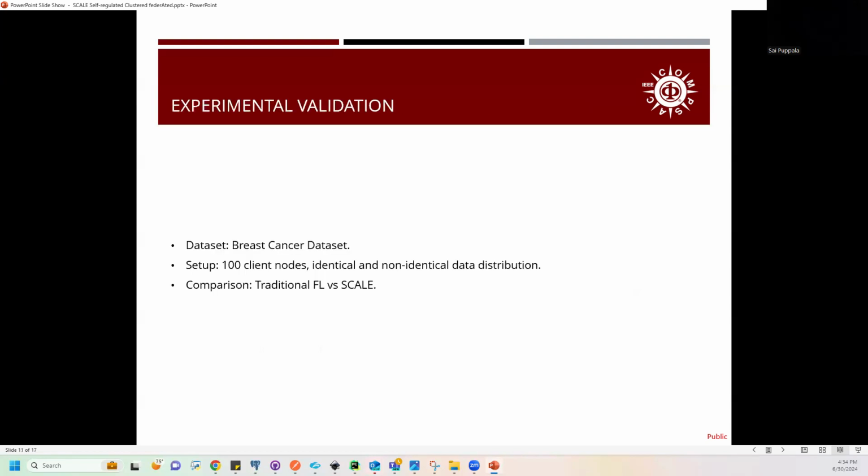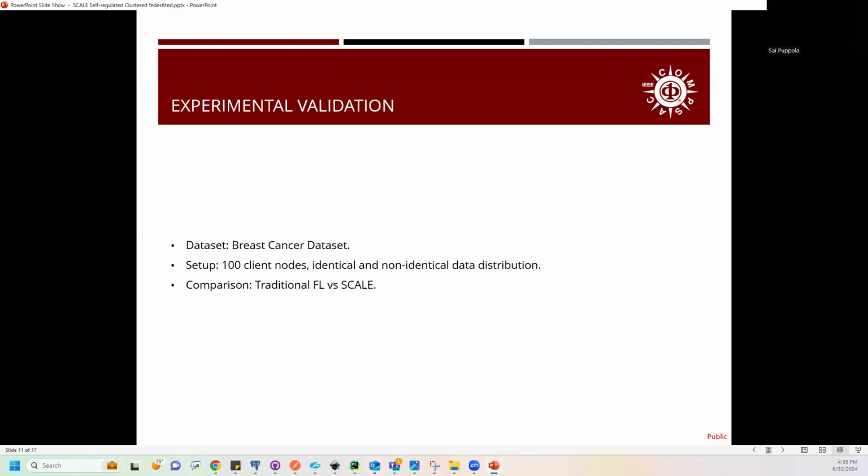For the experiment, we have considered the breast cancer data set, which has been collected from the Wisconsin Department of Health. And we have considered 100 clients, and the data is distributed in such a way that some of the data is identical in nature and some is non-identical data distribution, meaning that the input data is split in such a way that some clients get 100 rows, or some clients get 10,000 rows. So it's non-identical in nature, and some clients have identical data. We have performed some experiments, and I will discuss the results in the upcoming slides.